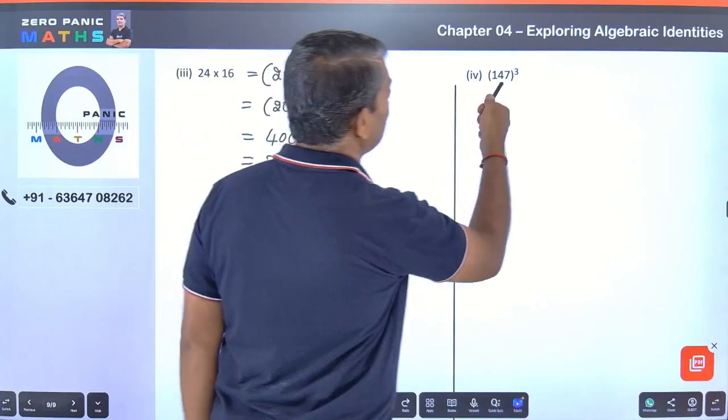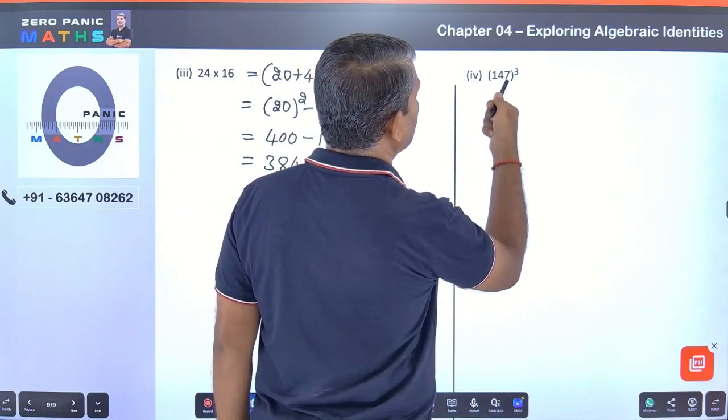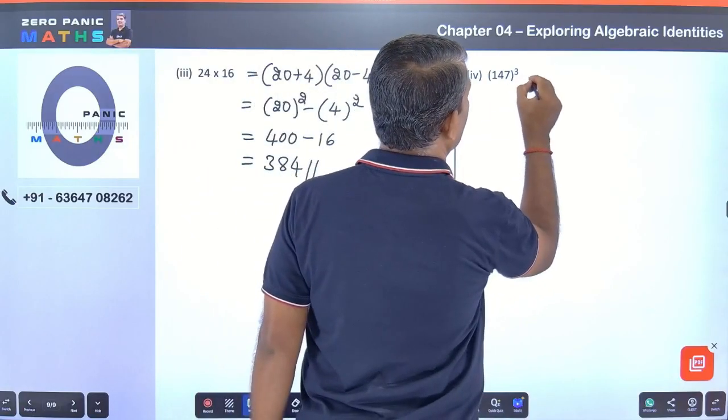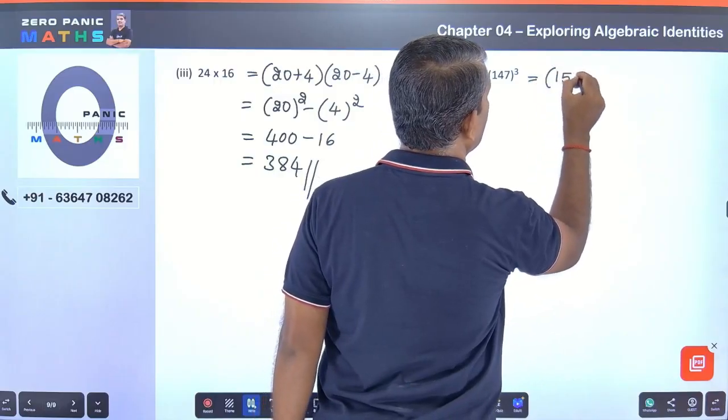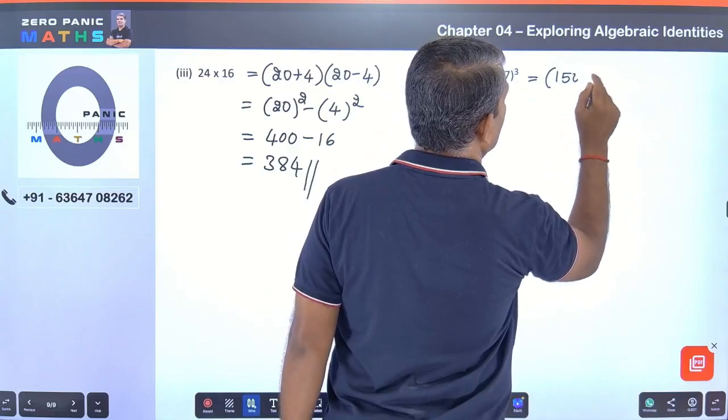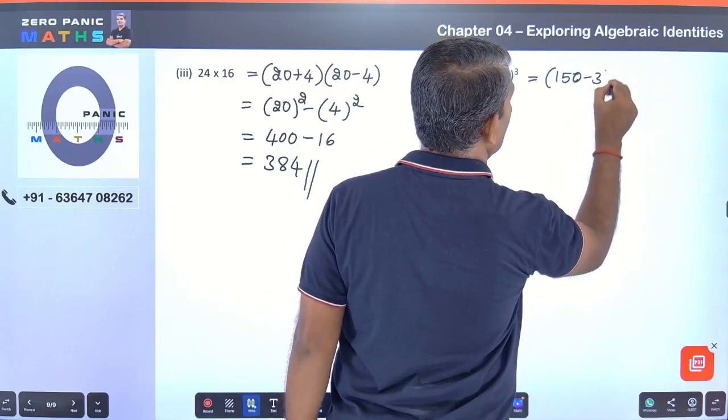Let us quickly do this for 147. You can write it as 150 minus 3, 150 minus 3 whole cube.